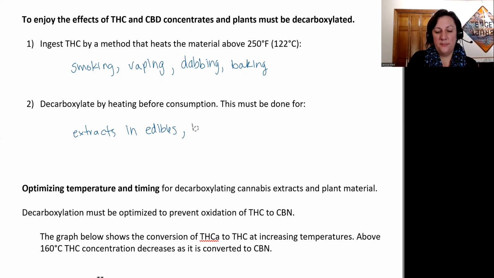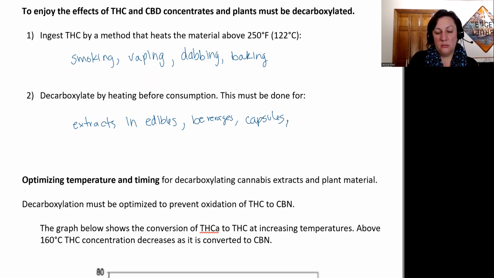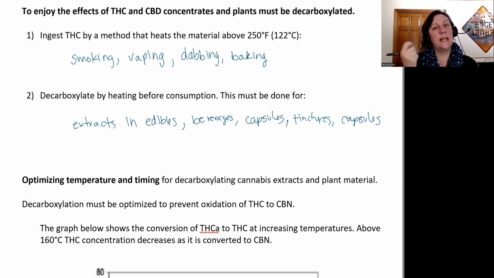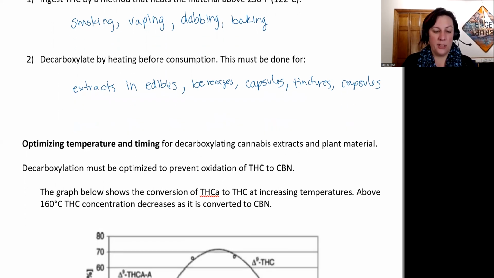Also in beverages, or if it's being put into capsules, or the little tiny strips that dissolve on your tongue, or tinctures, or some capsules. Anything that's not going to heat it in the process of consuming it. So these all need to have a decarboxylation step before producing any of these products using a cannabis concentrate.